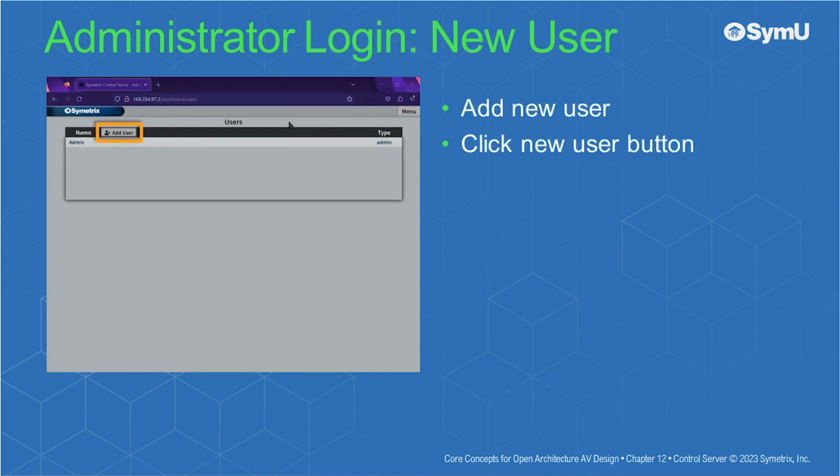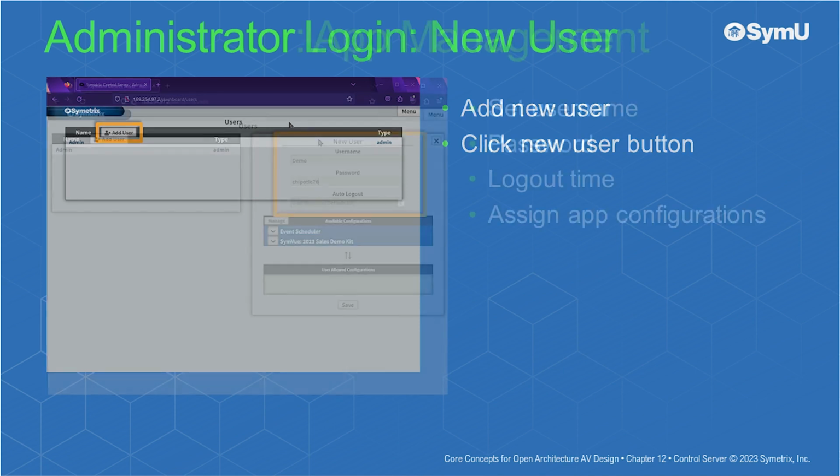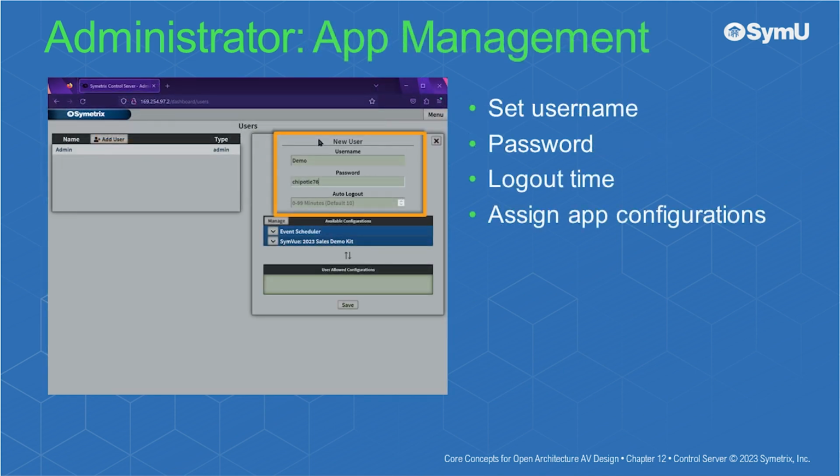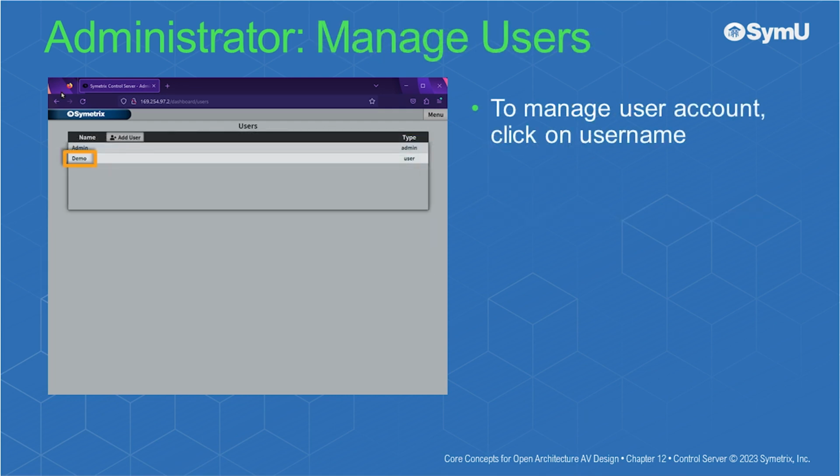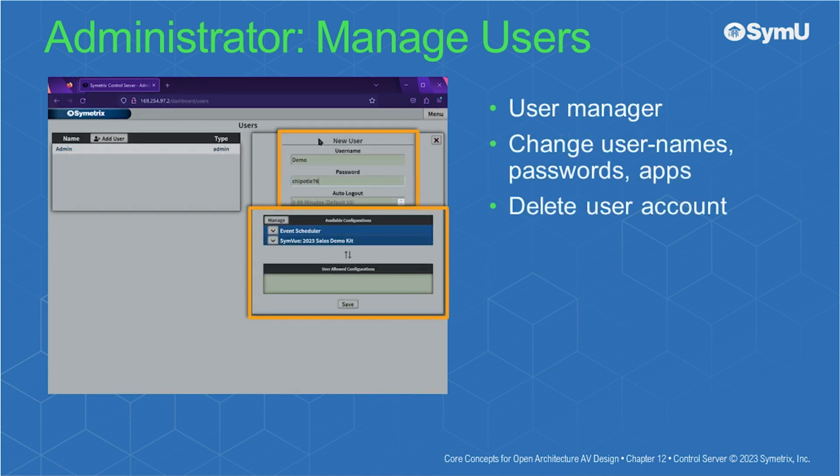To add a new user, click on the New User button. From here, set the username, password, logout time, and assign the app configurations that are available for that user. To manage a user account, click on the username. The User Manager allows the change of usernames, passwords, available apps, and user account deletion.